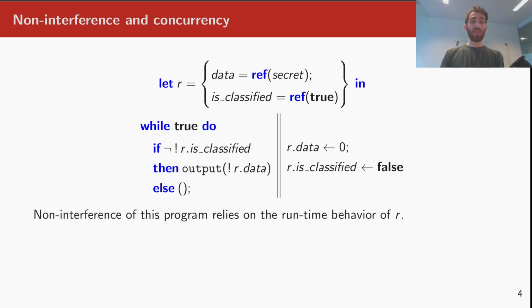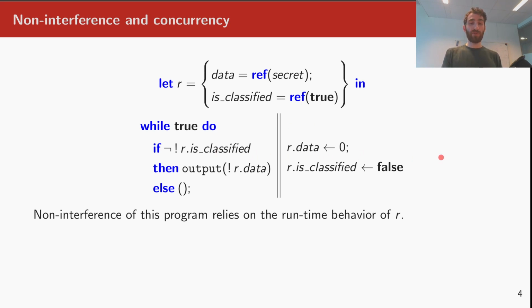At the beginning, we create a new record r. It contains two mutable fields: the field data, which stores an integer, and the field isClassified, which stores a boolean. Initially, the data field contains some secret value, and the idea is that the isClassified bit tells us whether the information stored in the data field is actually secret or not. With this record r initialized, we run the following two threads in parallel.